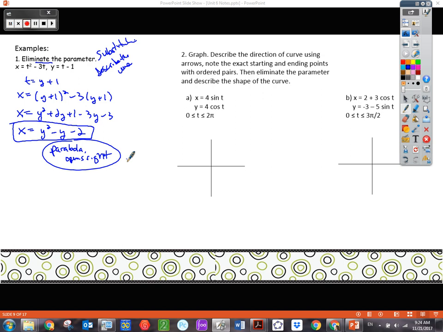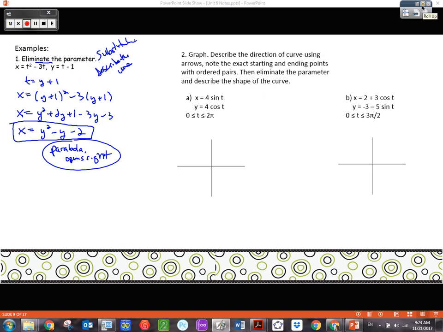Okay, so what we're going to do now, we're still going to work on eliminating the parameter. We're also going to learn how to graph. We need to know how to graph parametric equations. They're graphed a bit differently than our rectangular equations because they show motion.